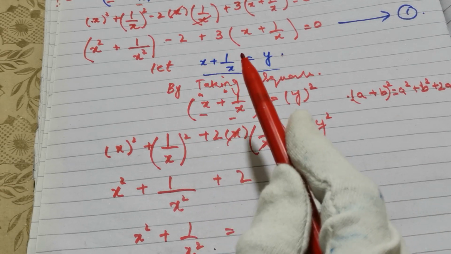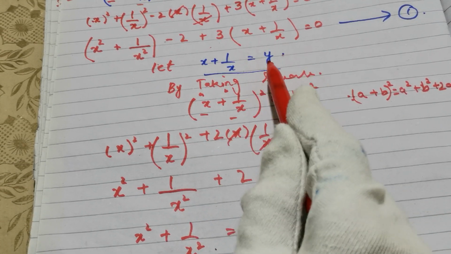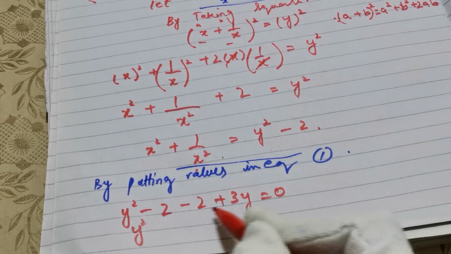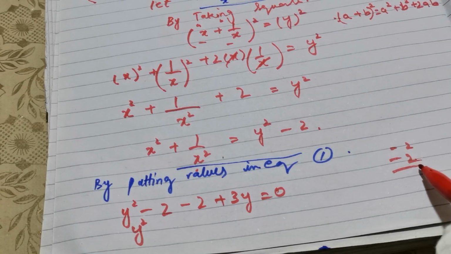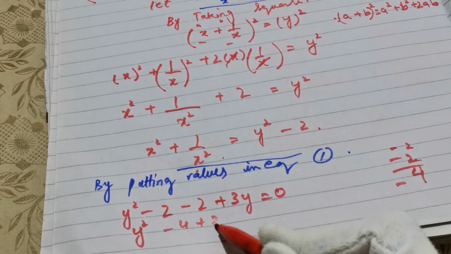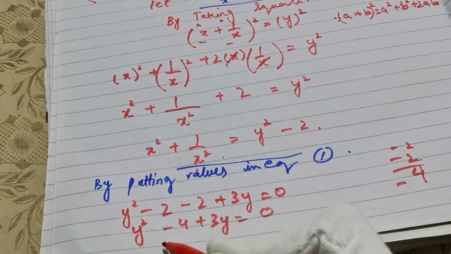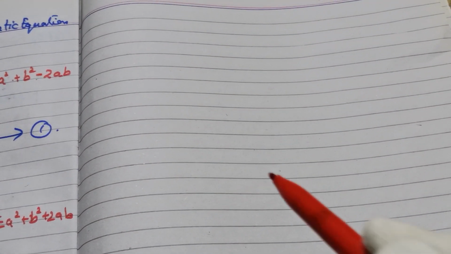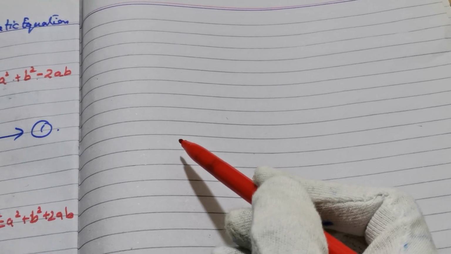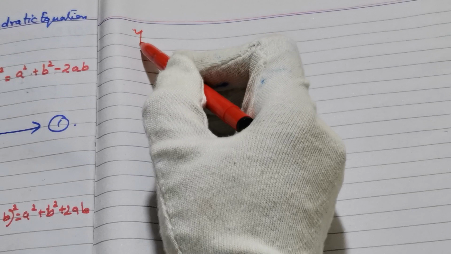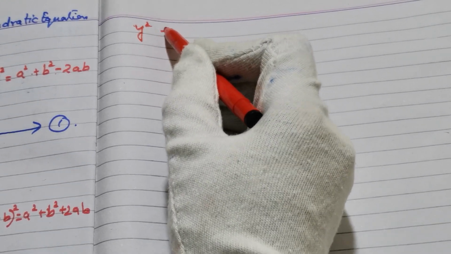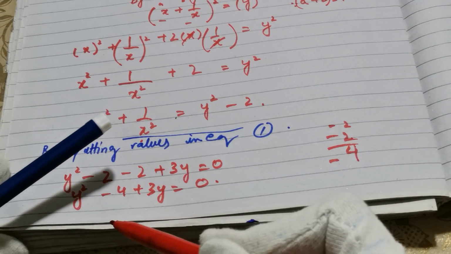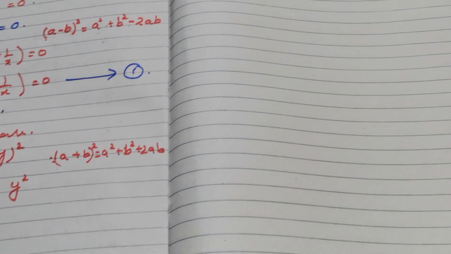And plus 3(x + 1/x), and we considered x + 1/x equal to y, so plus 3y equal to 0. y² − 2 − 2, minus 2 and minus 2 make minus 4, plus 3y equal to 0. So y² + 3y − 4 equal to 0.